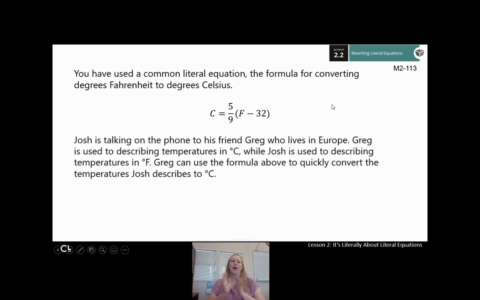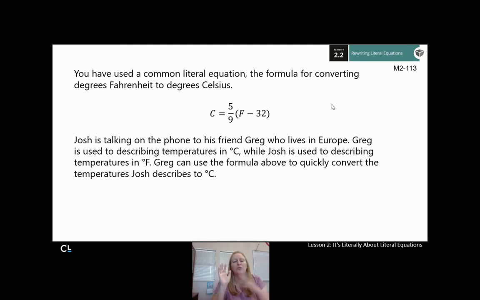So here's the problem. Josh, having a similar issue. I feel you, Josh. Josh is talking on the phone to his friend Greg, who lives in Europe. Europeans also use Celsius. They also use the metric system. So Greg is used to describing temperatures in degrees Celsius. That's what they use in Europe. While Josh, if you live here in the US, is used to describing temperatures in degrees Fahrenheit. Problem. It's a problem. Trust me, the struggle is real.